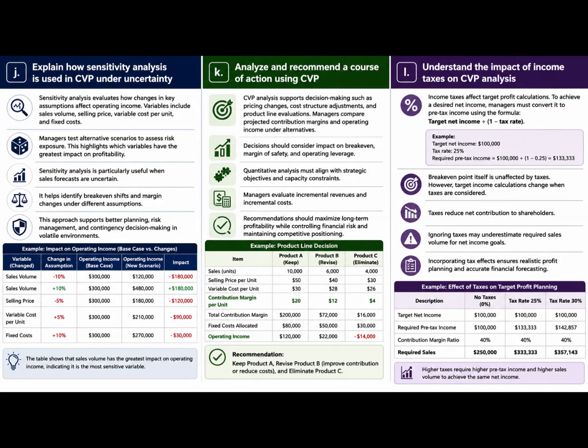L. Identify effects of changes in capacity on production decisions. Capacity constraints create opportunity costs. When resources are limited, producing one product may reduce the ability to produce another. Contribution margin per constrained resource unit becomes the key decision metric. Firms prioritize products generating the highest contribution per scarce resource.